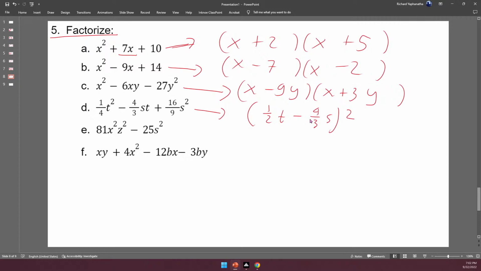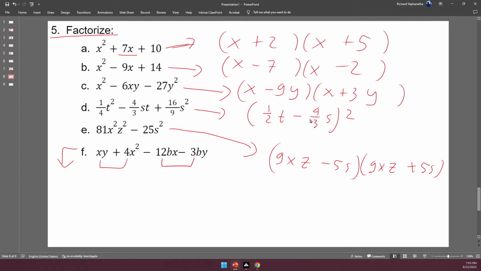And then done. Number 8, it is also from chapter 4, because both of them is square, just leave it. Minus by 5's multiplied by x's plus by 5's. Done. How about the f? The f, it is the classic one, so we need to do it bit by bit or group by group. You can group this one first and this one first.